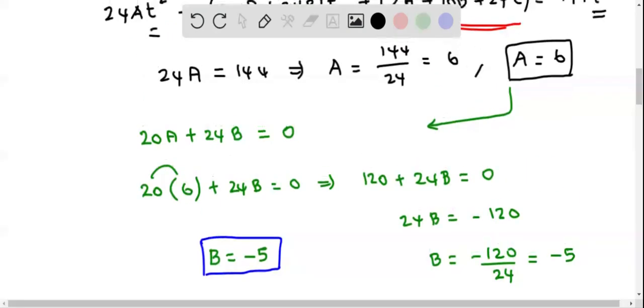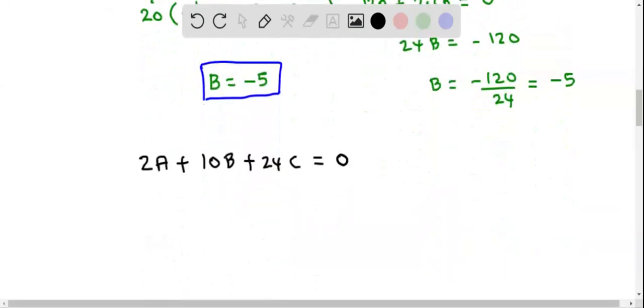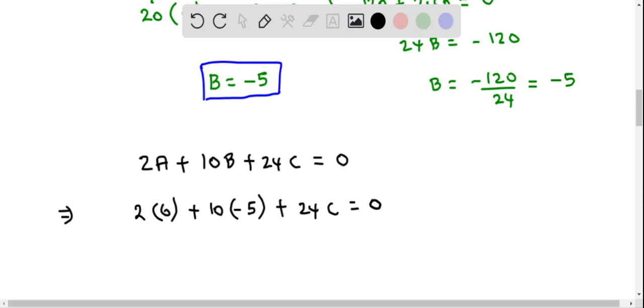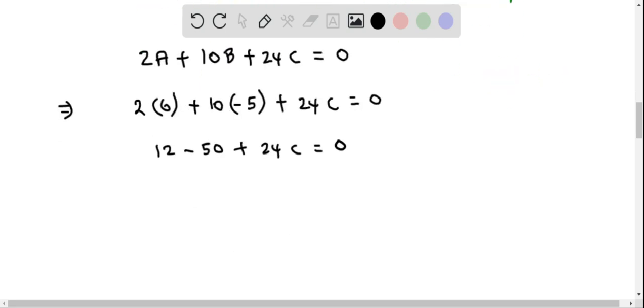Since we already know the value of a equals 6 and b equals negative 5, we can substitute into this equation. That is 2 times 6 plus 10 times negative 5 plus 24c equals 0. This is 12 minus 50 plus 24c equals 0. 12 minus 50 is negative 38 plus 24c equals 0.